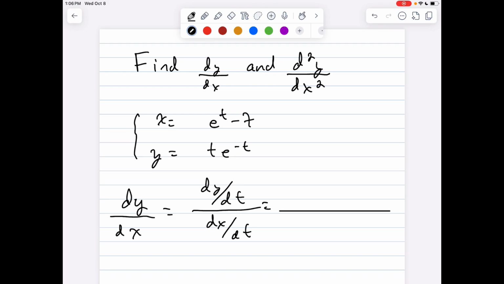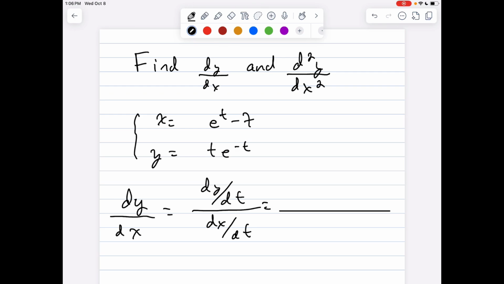For the first derivative dy/dx, we're going to be using a rule that you can get from the chain rule. dy/dx is equal to dy/dt over dx/dt. Let's start with dy/dt. We're going to be using the product rule here.